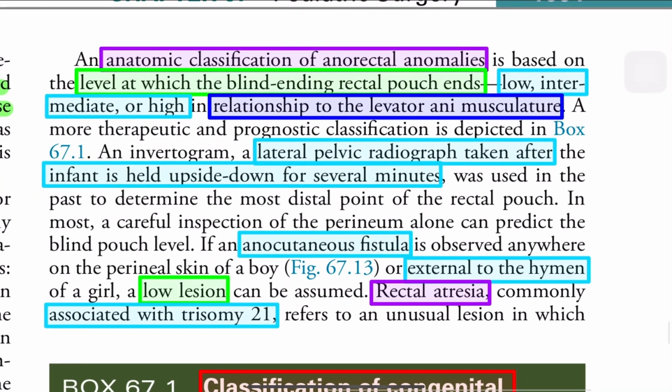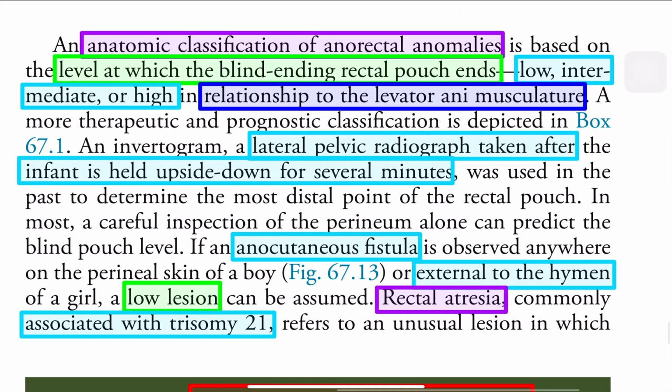Now come to the anatomic classification of anorectal anomaly. It is based on the relationship to the levator ani musculature. Important MCQ. This anatomical classification of anorectal anomaly is divided into low, intermediate and high. It depends on where the blind rectal pouch lies in relationship with the levator ani muscle. This muscle is important. Catch this word ani.